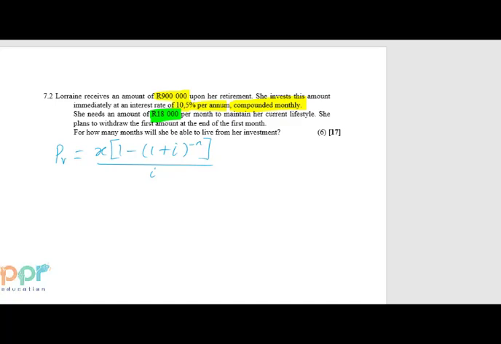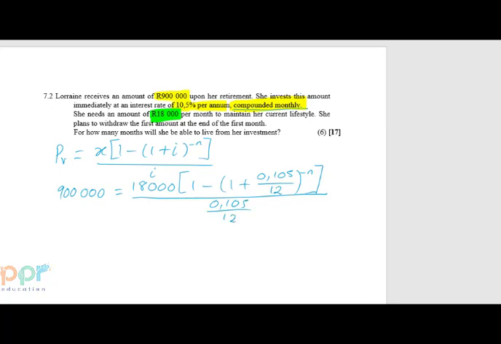Now, the present value is 900,000, and she will withdraw 18,000. 1 minus (1 plus the interest rate), but it's 10.5%, which is 0.105. But it's compounded monthly, which means I divide by 12. All raised to power negative n, all divided by the interest rate, which is exactly 0.105 divided by 12. So they want me to find the value n.